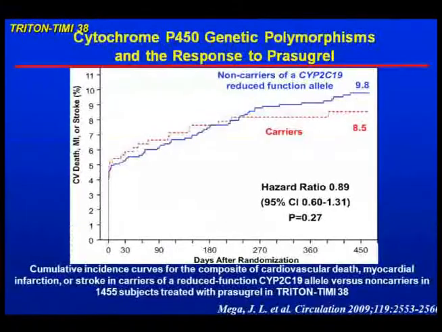And for that reason, prasugrel appears to be irrelevant to the carrier state, or the carrier state is irrelevant to the impact of prasugrel. And you can see here that the risk of death, MI, or stroke in patients who were treated with prasugrel was the same whether the patients carried the reduced function allele or did not carry the reduced function allele.